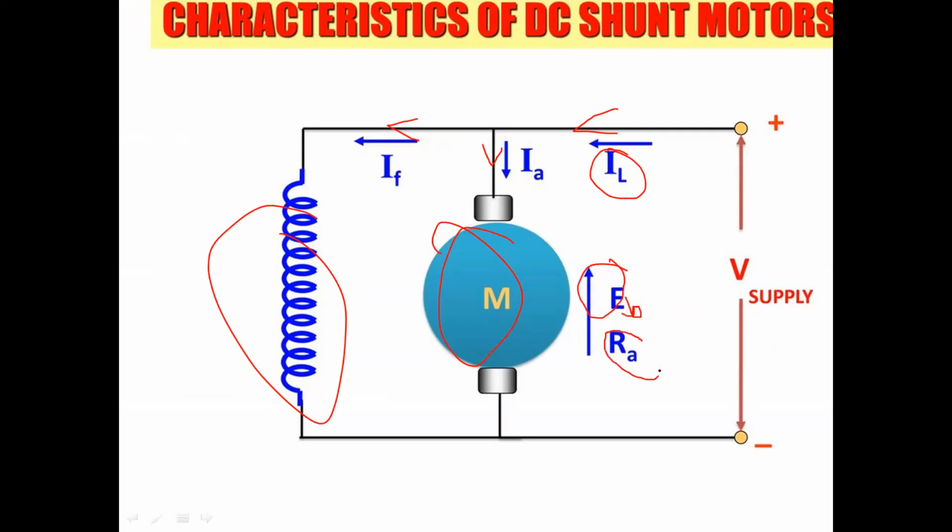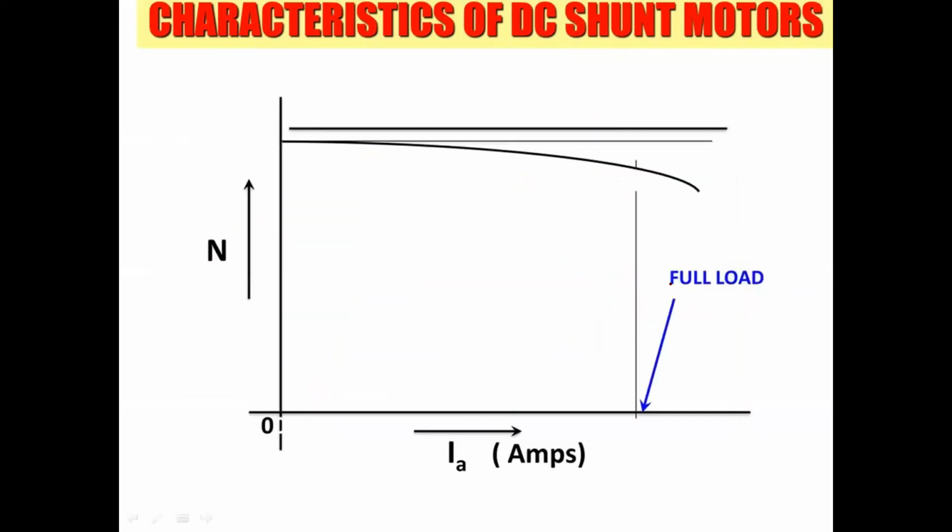So back EMF, armature resistance. This is the circuit diagram for the shunt motor. Now the characteristics. First, speed versus armature current characteristics. That means on the y-axis we consider speed, and on the x-axis we consider armature current. These are the characteristics of the shunt motor.